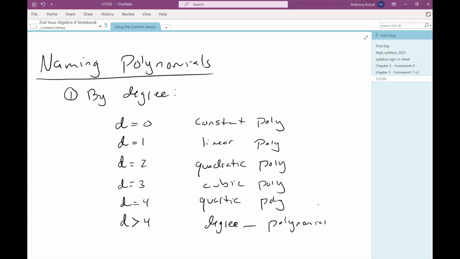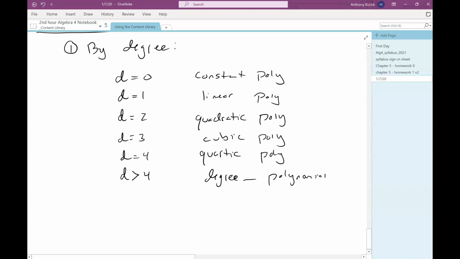You know what I mean? We have bigger fish to fry than remembering that prefix for something with like degree 9 or something. Okay. Quartic, yep, like quarter. So degree 4, just like 4 quarters in a dollar, or 4 quarts in a gallon, or whatever. You know what I mean?